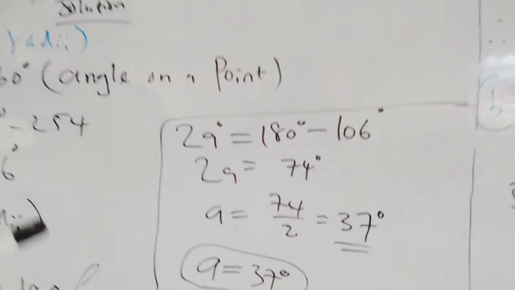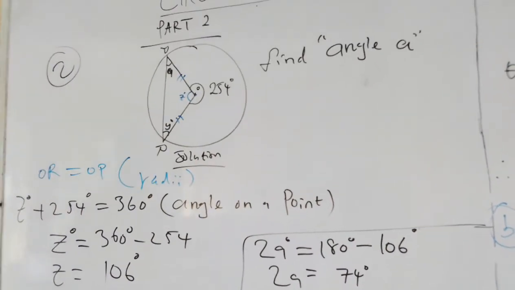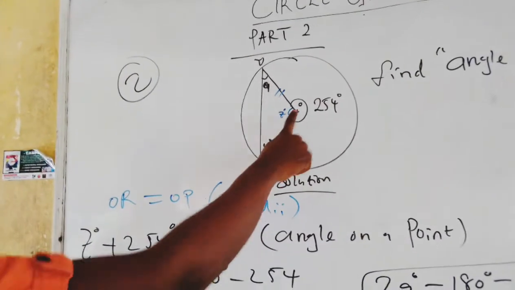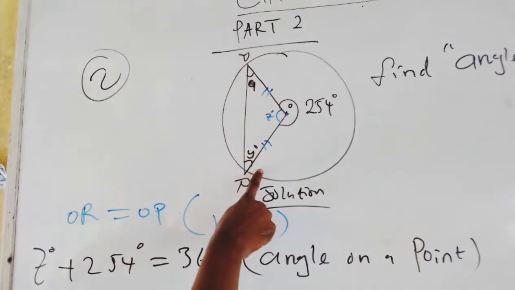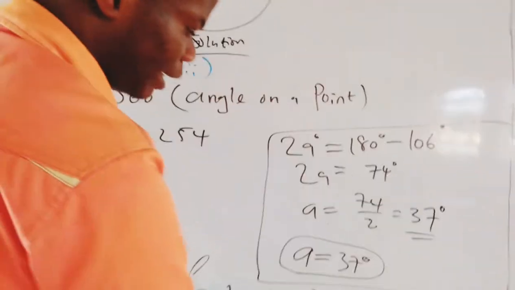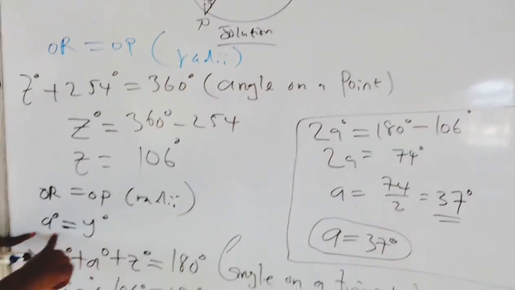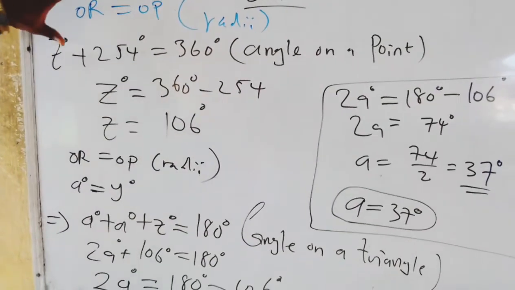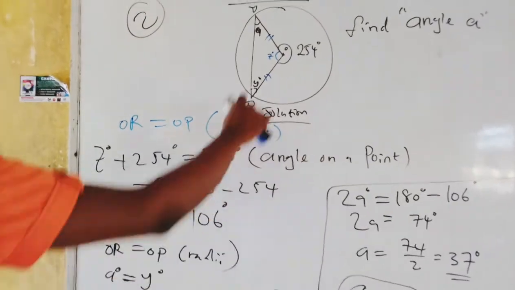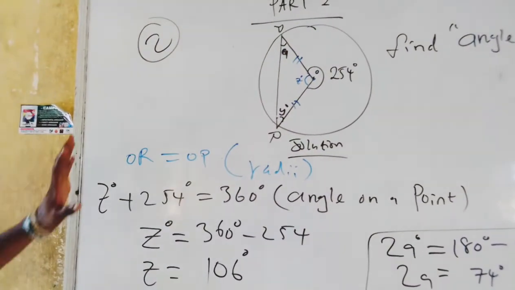So this is everything you need to know. Since I have this angle, you know from our theorem that OP is equal to OR. So if A is equal to 37 degrees, Y is also equal to 37 degrees. So now this is all you need to do. You make this, you get this, and you have this. Just apply the theorem, as simple as that.